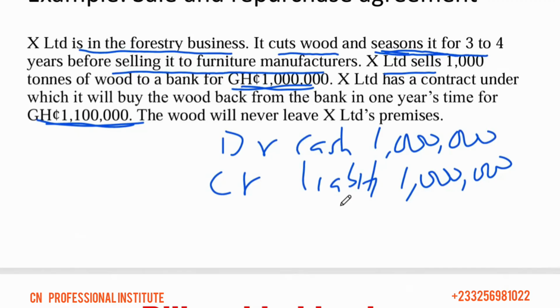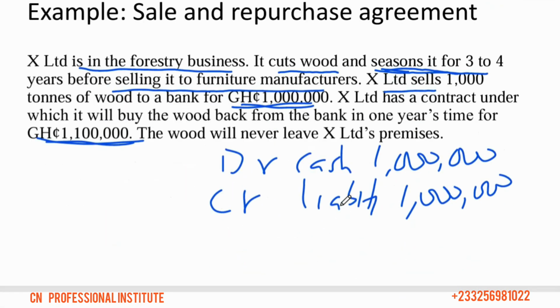So that is it. It's something small, and there's more to it. I just want you to understand sale and repurchase agreements: if there's such an agreement, then we can't record revenue because we never sold. The customer has not obtained control of the items. So it's like we've never sold.